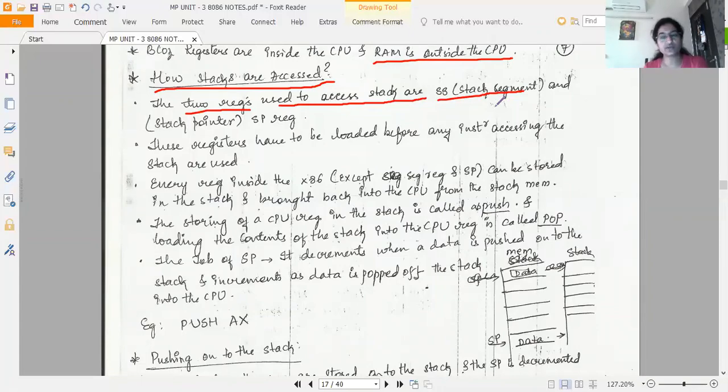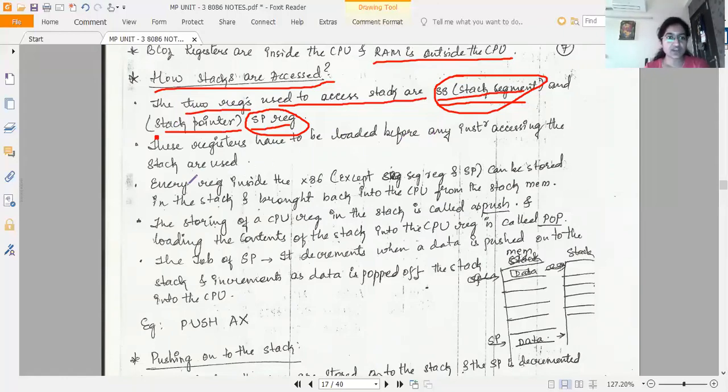So now here also we require two registers. One is the stack segment register, isn't it? And another is the stack pointer, that is SP. Now this stack segment register will hold the starting address of the stack segment, and SP, the stack pointer, is always used in order to store the offset address. This I have mentioned, isn't it? Now these registers have to be loaded before accessing the stack, before accessing any memory location in the stack.